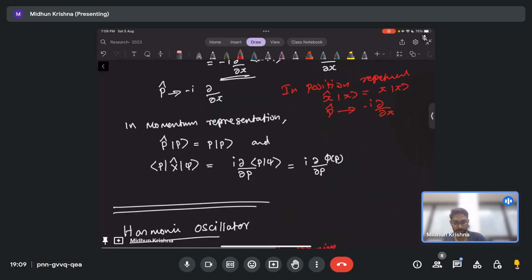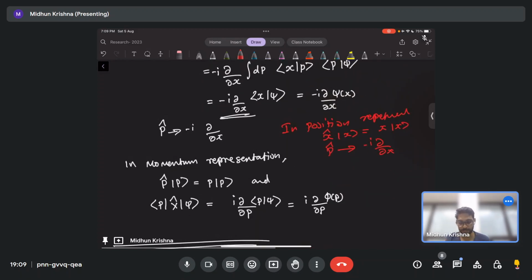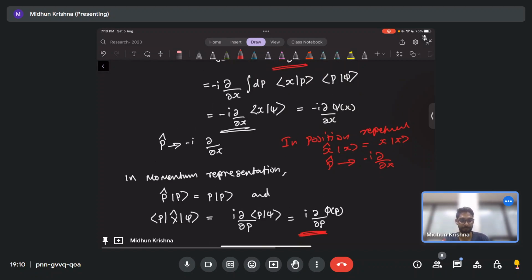Likewise, if I worked in momentum representation, one can show using a simple argument that the action of x on psi in the momentum basis will be given by i dou by dou p. So these are two ways in which I can work. I can either work in the position basis or in the momentum basis, and correspondingly, the other operator would have some structure which I can figure out by this method.